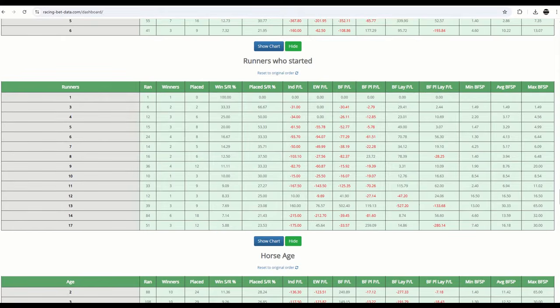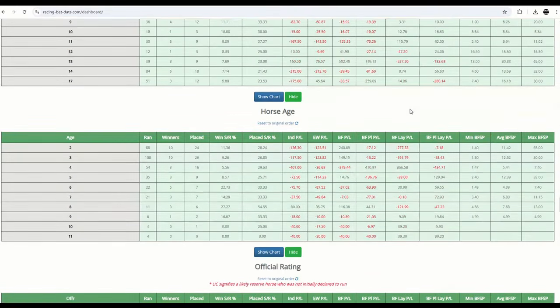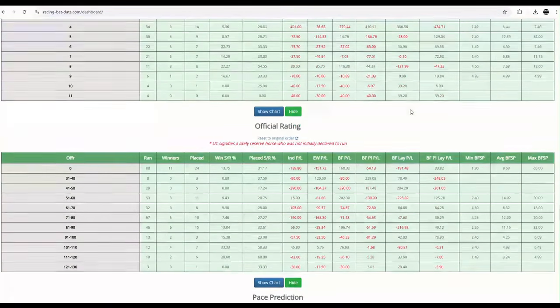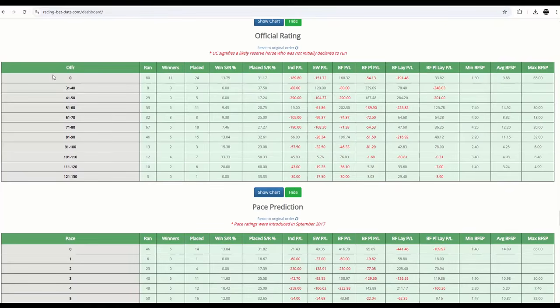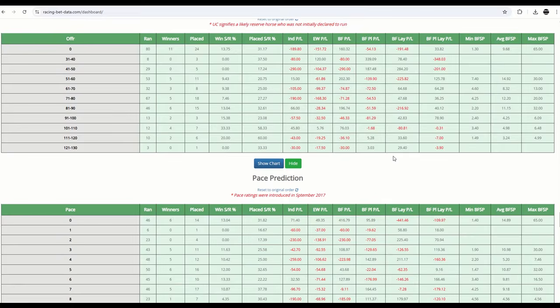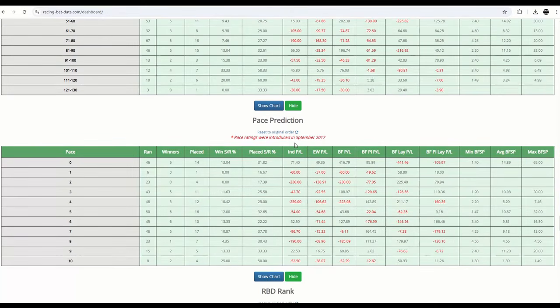You do have late withdrawals, horses that pull out, and there's that one runner race, a ridiculous race from yesterday where no odds were available. The horse age, official rating, again, so the 0, so these are the horses that haven't raced or have raced very lightly or have returned after a layoff that don't have an official rating from the BHA or the Irish authorities. Pace prediction.